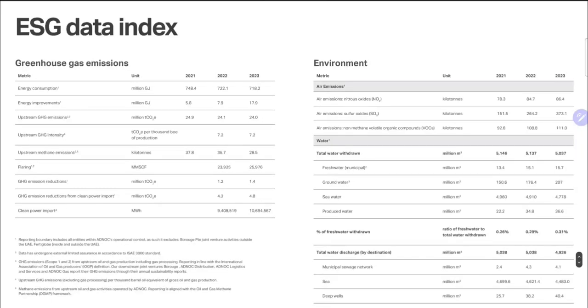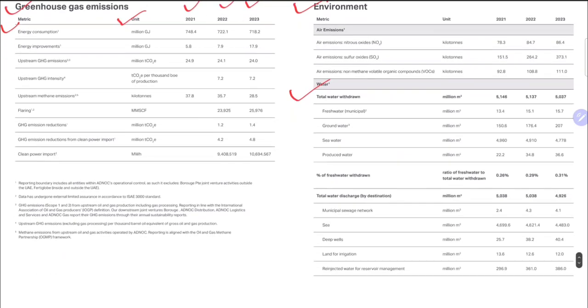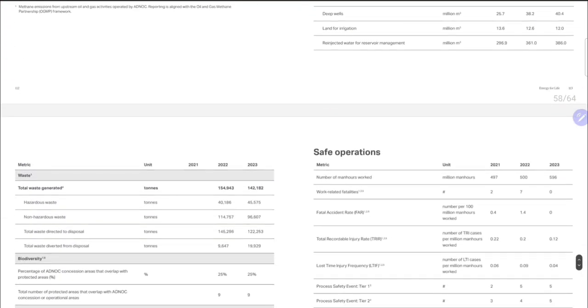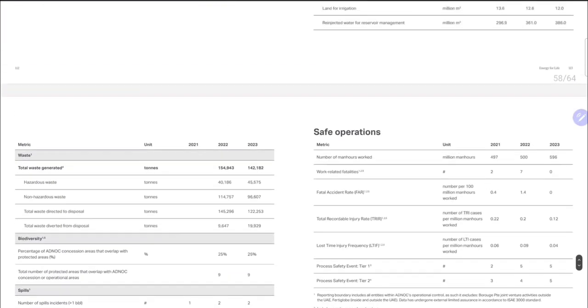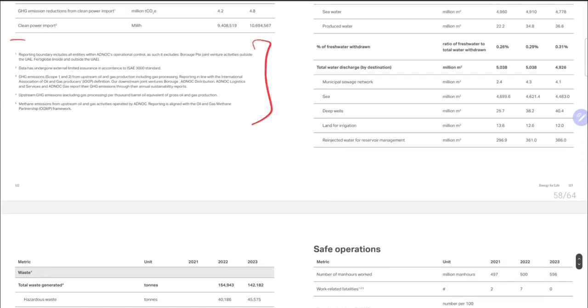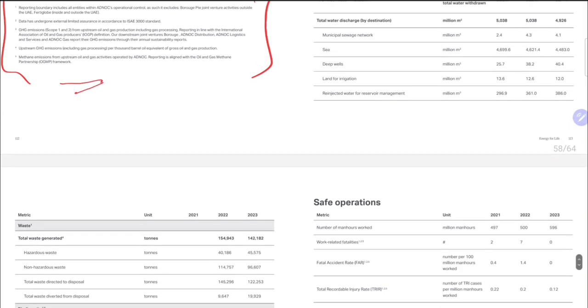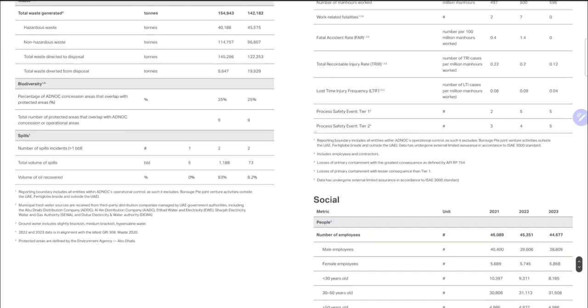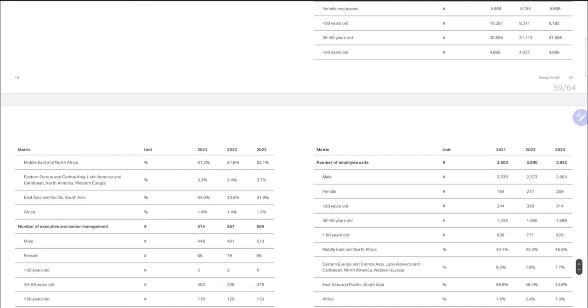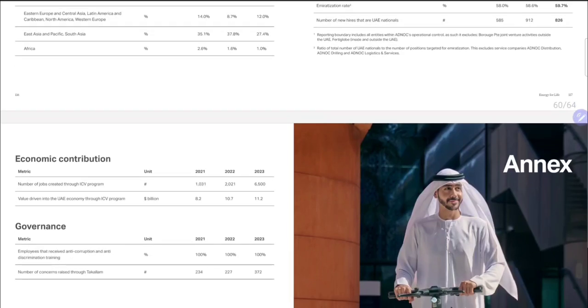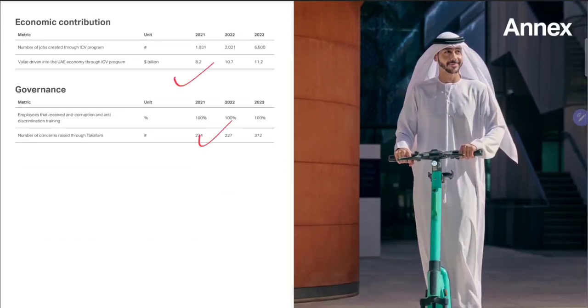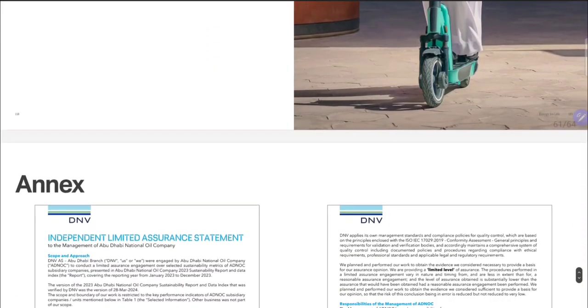Then next comes the ESG data index, where the materiality topics, their metrics, unit of measurement, and the particular year data are provided. So you can see this index. All data is available. What is included, what is not included, some notes are there. You can see here reporting boundaries. So all data is provided here. Economic contribution, governance, everything you can see in the annexures.